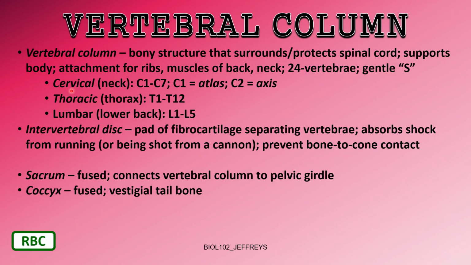Now there are cervical vertebrae in the neck. There are 7 of them. We just identify them as C1 through C7, C being cervical. And the first 2, C1 and C2, are the only ones that have special names. C1 is the atlas. Show you that in a minute. And C2 is the axis, and I'll explain why in a second.